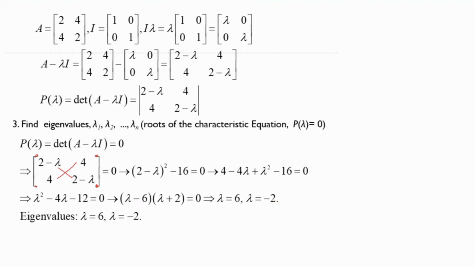Now we have to find the eigenvectors for these two eigenvalues. You can consider this as lambda 1 and this as lambda 2. So you have to find two eigenvectors, based on lambda equals 6 and lambda equals minus 2.